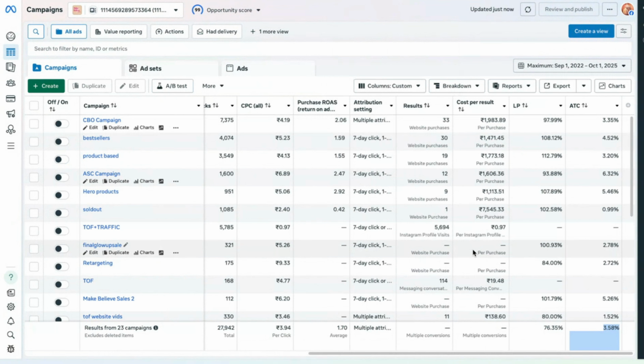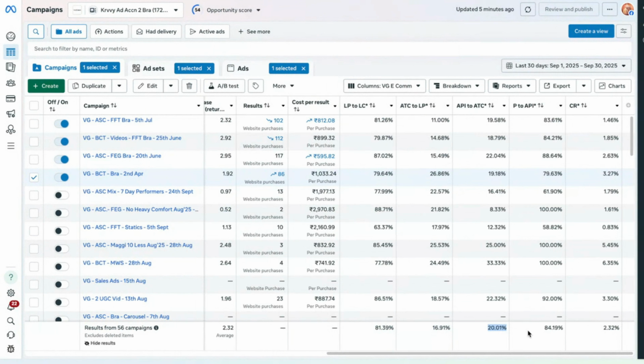Basically, I'll show you here. These are the four numbers that we track. The first number is LP to LC, then ATC to LP, and then API, and then purchase. So this should be more than 75%, like 80% is a good number. This should be around 20%. This should be around 20-25%. This should be around 80%. Okay. So this is the flow of the whole website ka funnel.